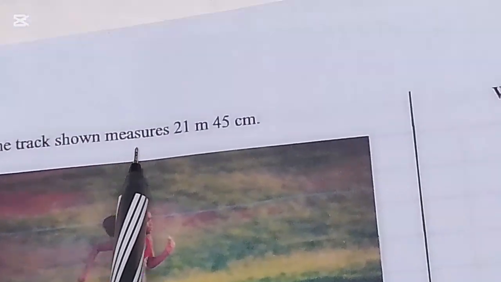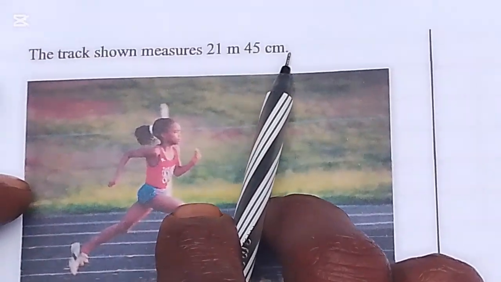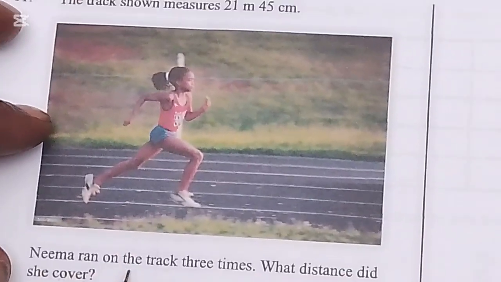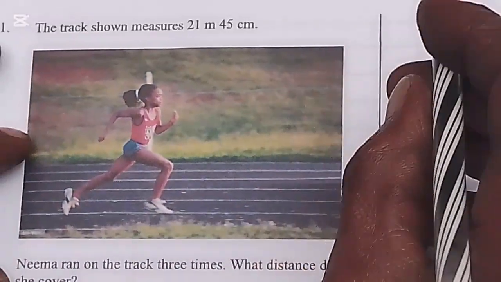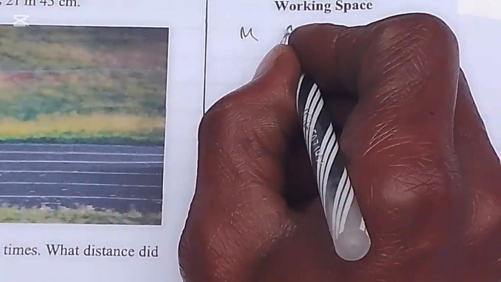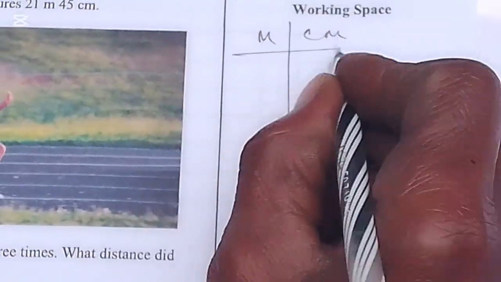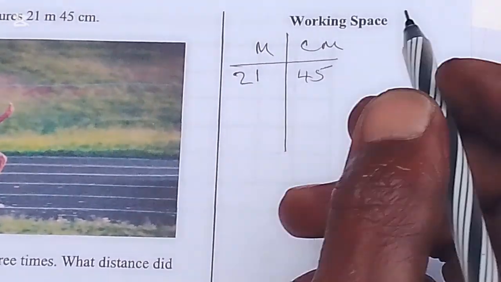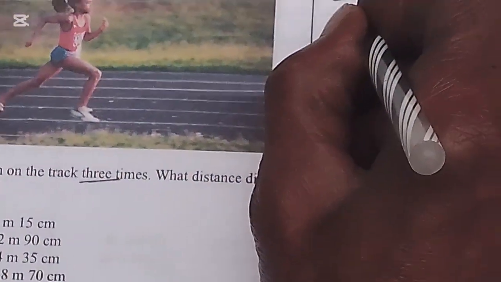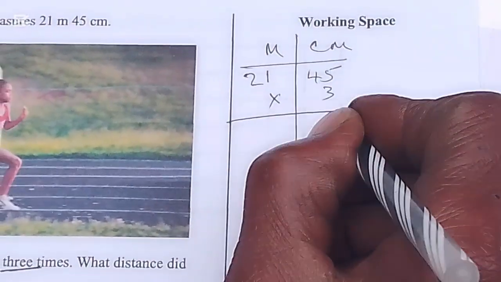We go to question number 11. The track measures 21 meters and 45 centimeters. Neema ran the track 3 times. What distance did she cover? So we have meters and centimeters. We have 21 meters, 45 centimeters, 3 times 3.